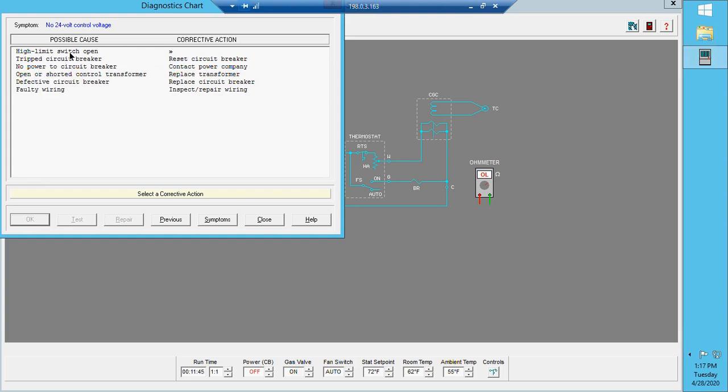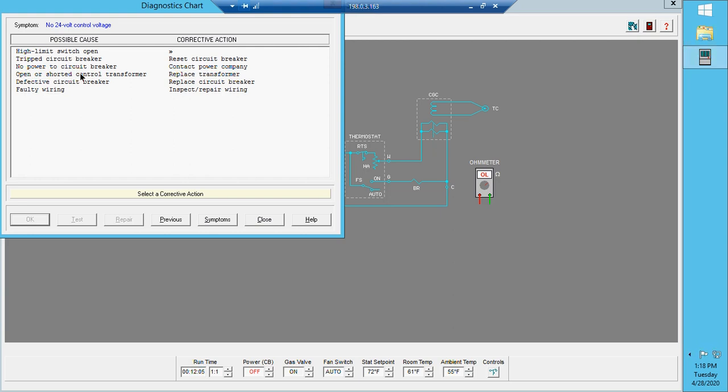Okay? Did I have a trip breaker? Nope, that couldn't have been it because I was still getting 115. Couldn't be the trip breaker. No power to the circuit breaker? Well, that still can't be it because, again, I had 115 volts powering up my transformer. So it could not have been that.